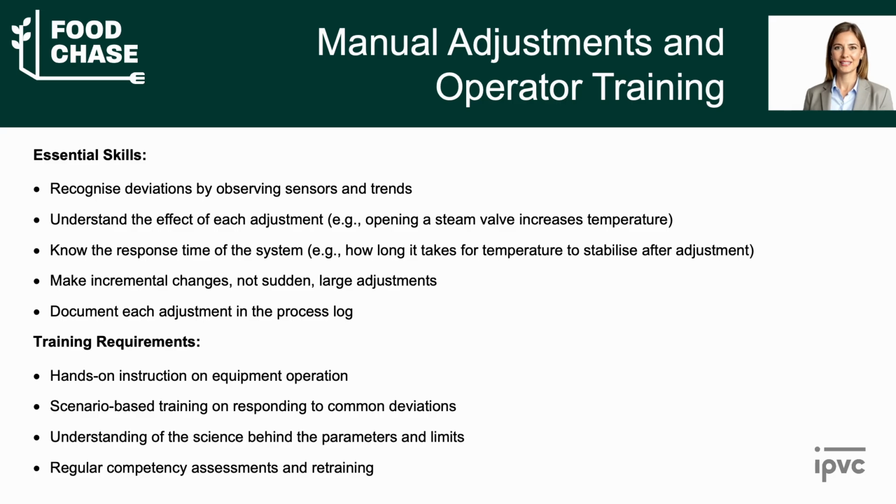If the temperature is dropping, the operator might open a steam valve gradually, watching to see how the temperature responds. They know that it will not respond instantly, there is a lag, so they do not make huge adjustments that will cause the temperature to overshoot. They understand that if the holding time is too short, they can either slow the flow or extend the holding vessel residence time. They know to record each action they take in the process log for traceability. And they have been trained not just once but regularly with refresher training and scenario-based exercises so that muscle memory and decision-making are reliable. This is why operator training is listed as a key component of every HACCP plan.